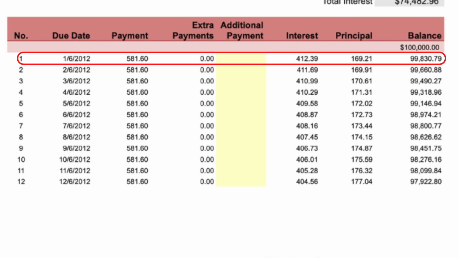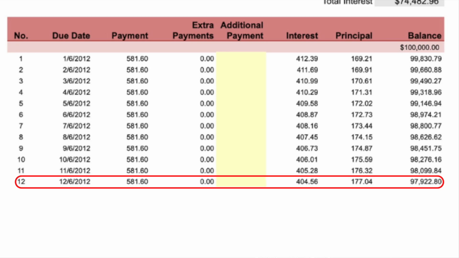So for the first payment of $581.60, $412.39 is interest. So there's $100,000 at 5% divided by 12, and there's your interest payment. So then you see that the amount owing is reduced, or the principal repaid, in the amount of $169.21. But if you skip down to the bottom, look at the small difference in the 12th payment. The interest paid is $404.56, and the loan amount is repaid in the amount of $177.04. So you can see that every month there's a little bit less interest paid and a little bit more of the loan repayment or principal payment.